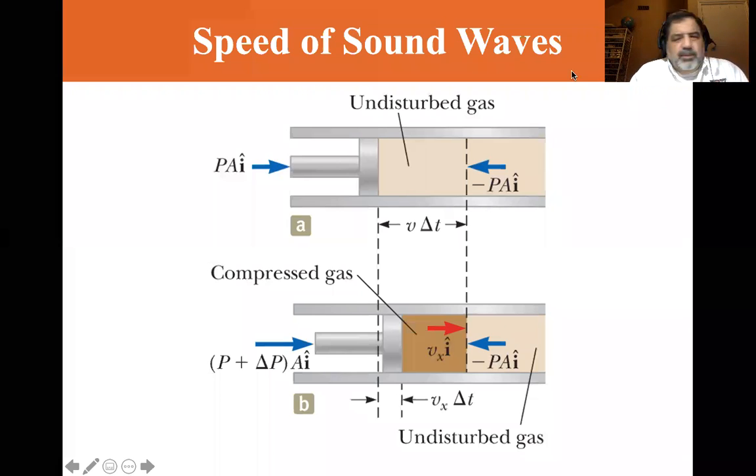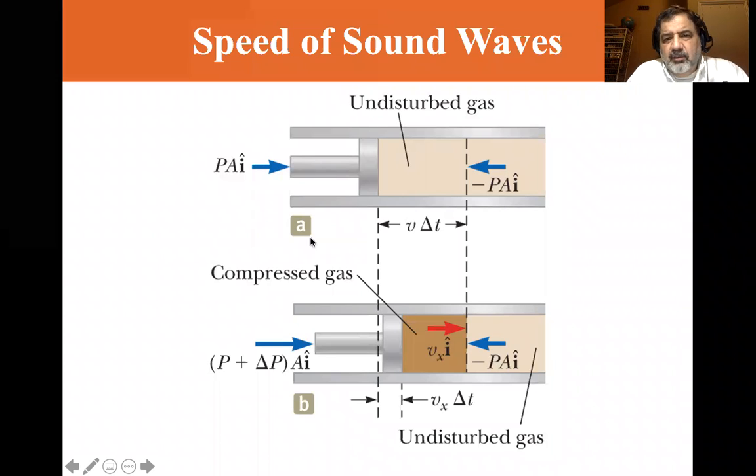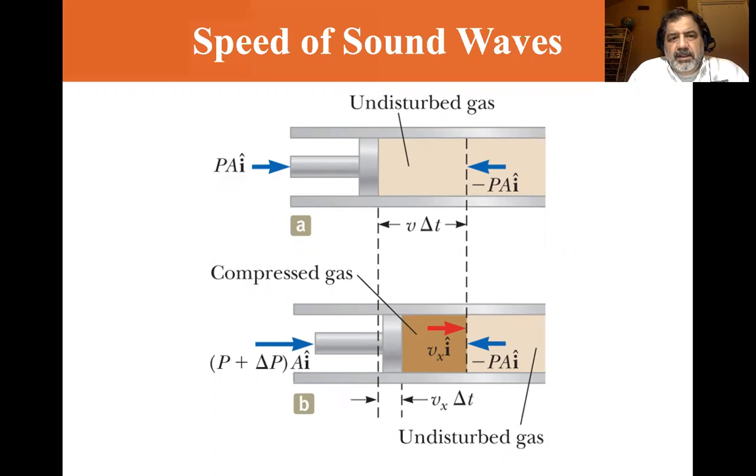Okay, we're at section 16.7, speed of sound waves, and we've got our little pressure tube that we've been working with. You can see that the pressure times the area, that's the force. This is the volume here. The volume is going to equal the area times v delta t. Well, v delta t is your delta x.